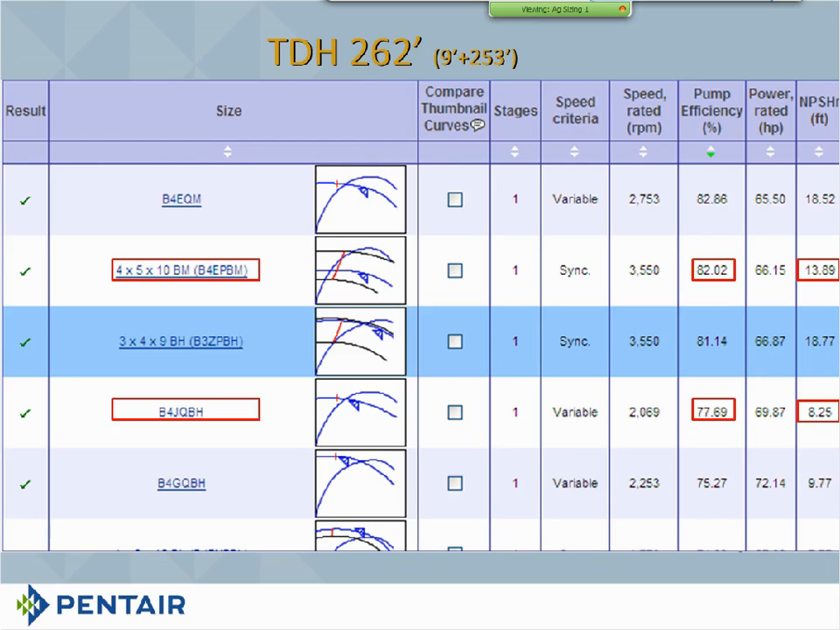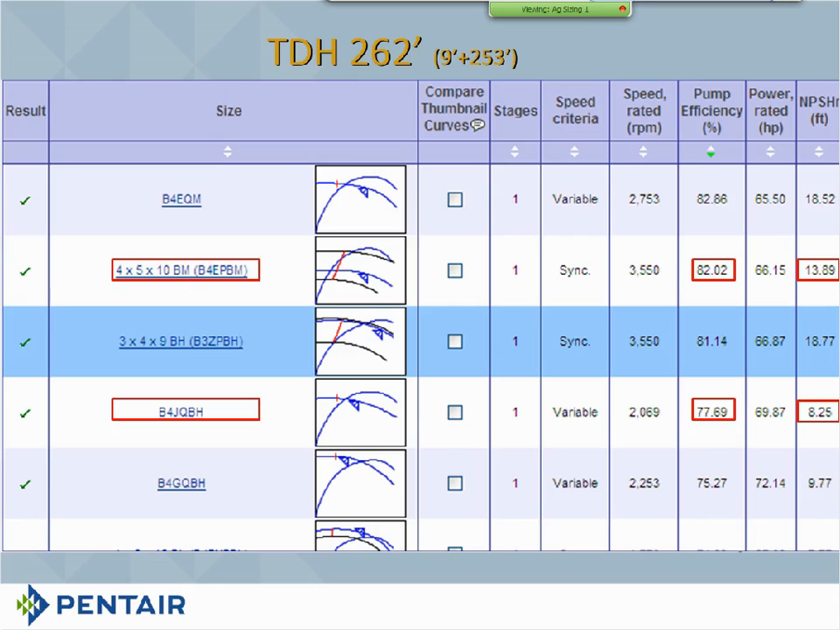The next most efficient pump happens to be the B4 EPBM that we chose, and you'll notice it has an NPSHR of not quite 14. So if you add 7 to 14, that's 21. You could probably be up close to Denver and still make this pump work. Okay.